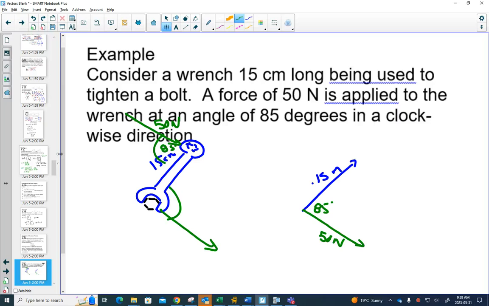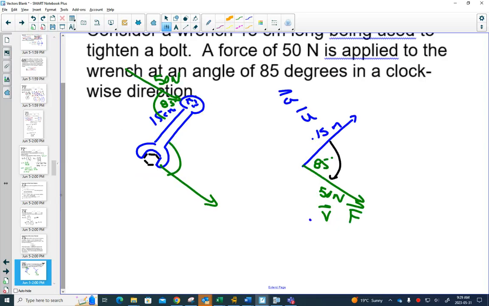Which way is it turning? We're going this way after we push, right? That's the way the wrench would turn. So when you're doing your formula, it makes sense that if this is U and this is V, well, this is actually my length, and this is actually my force. I'm doing U cross V, and in the formula, it is A and F.